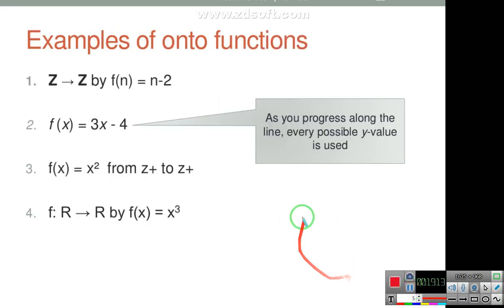So now coming to the example of onto function. So this is your onto function, but for what? For Z to Z, for integers. Integer means including plus and minus values. Plus and minus values will be included, so it means this function will be an onto function. And also this can be an onto function.